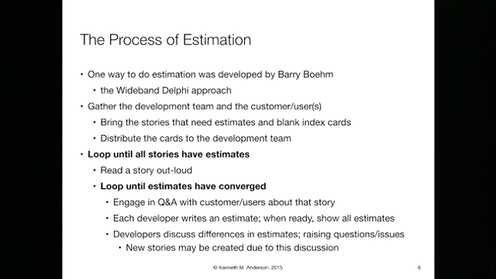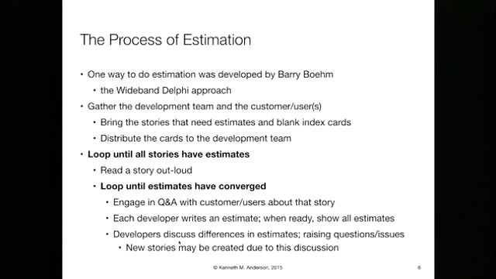Basically this approach says, loop until all stories have estimates. Someone reads a story out loud. And then you loop until estimates have converged. Engage in question and answer with the customers and users about that story. Learn more about it. What is it that we have to do? What are the corner cases? Is this story, this requirement you're giving me, always true? If not, what are the conditions where it's not true? And how does it change under those conditions? And you basically do your requirements and analysis work on that story.